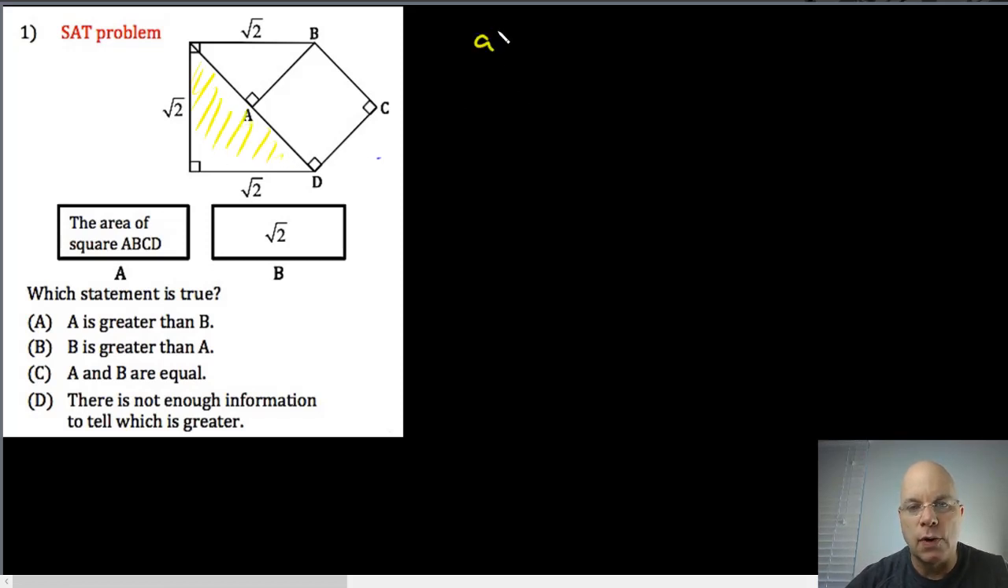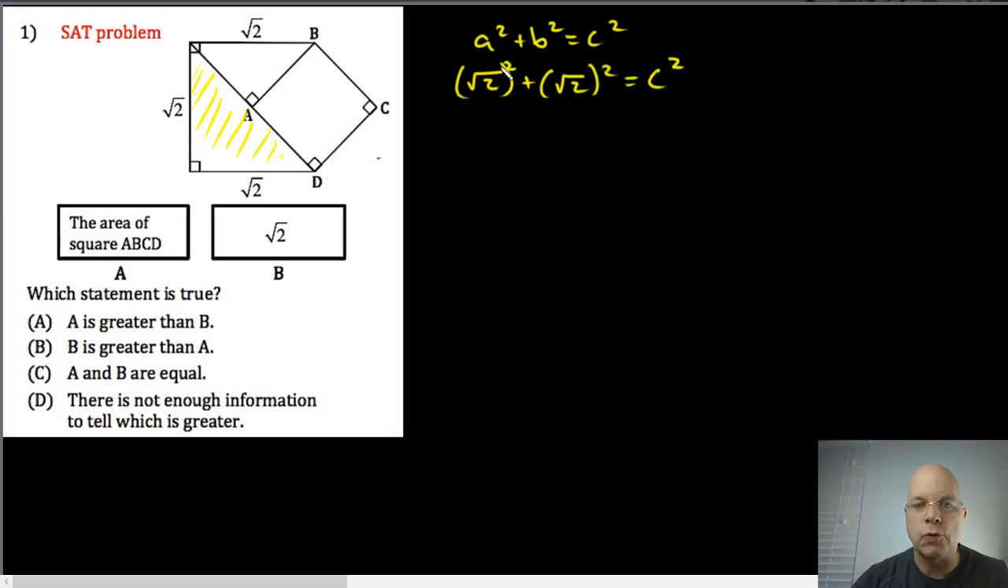And so a squared plus b squared equals c squared. A and b, both the legs, are the square root of 2, so the square root of 2 squared plus the square root of 2 squared is going to be equal to the hypotenuse squared. Squaring the square root of 2 undoes the square root. They're inverse operations, and so the square root of 2 squared is just 2.